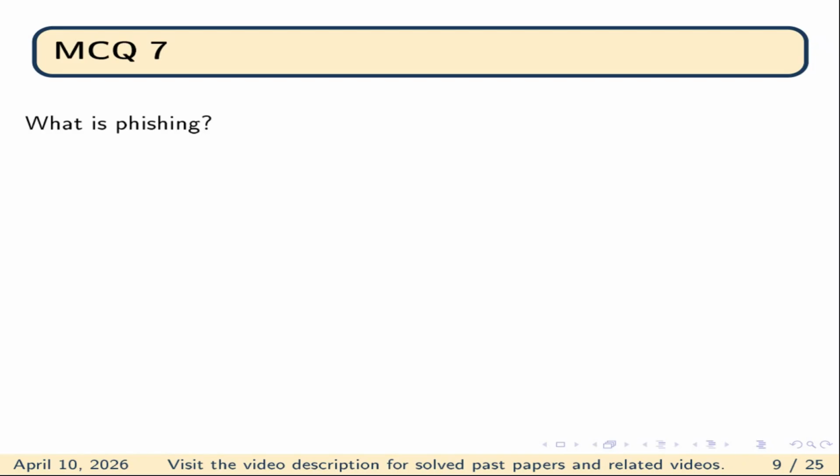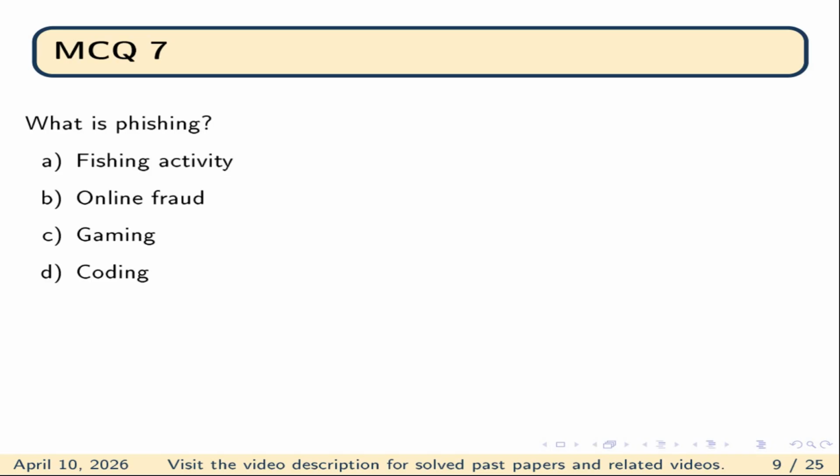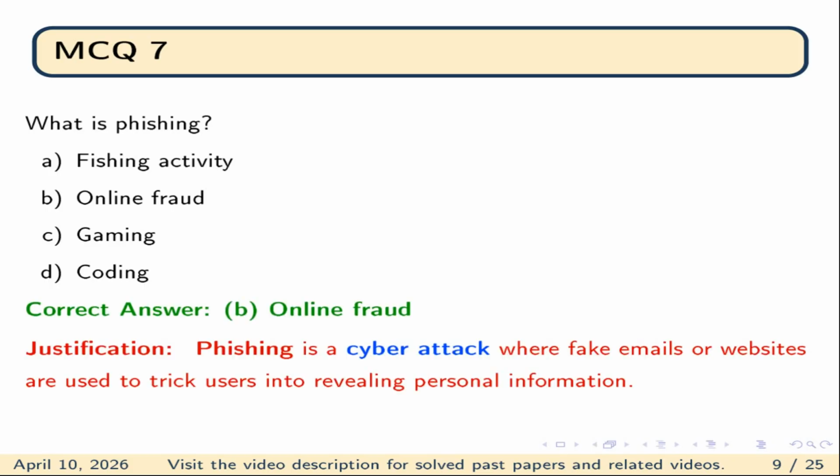Question number 7, what is phishing? Phishing activity, online fraud, gaming, coding. Correct option is online fraud. Phishing is a cyber attack where fake emails or websites are used to trick users into revealing personal information.